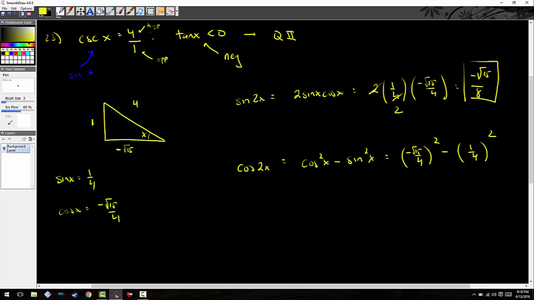Negative rad 15 over 4 will emerge positive if I square it, so ultimately the rad and the squared are going to knock each other out, giving me 15 over 16, minus 1 over 16, which is going to be 14 over 16, which, if I reduce that, dividing both portions by 2, is 7/8. And that's how you do the problems from 21 through 25.